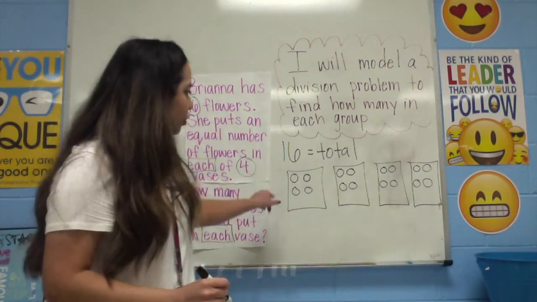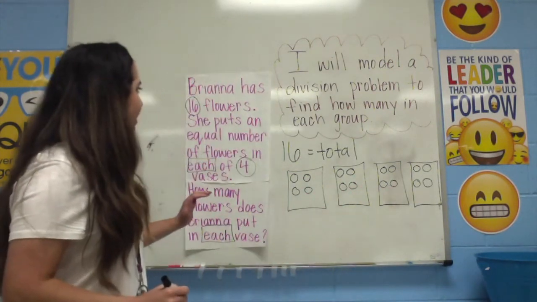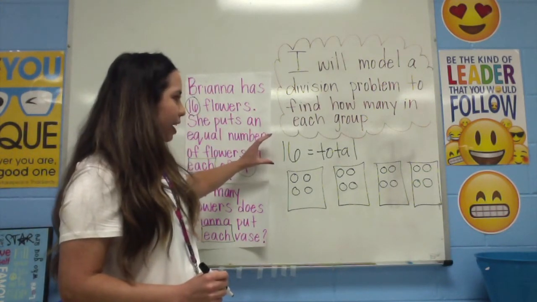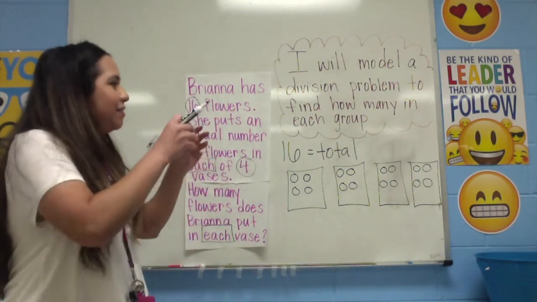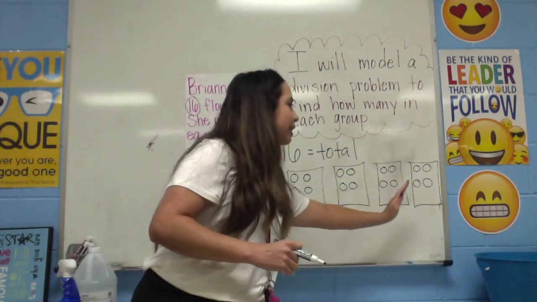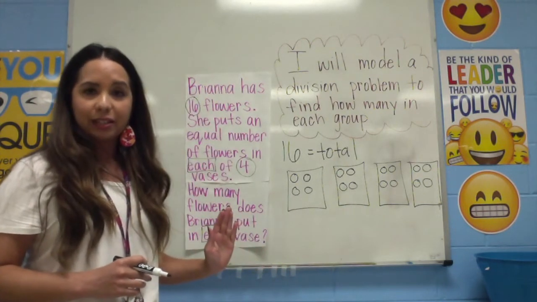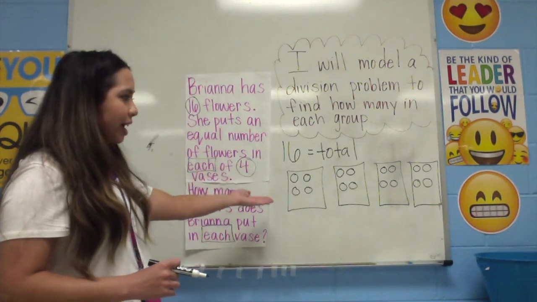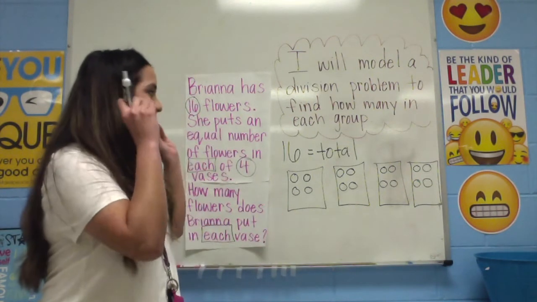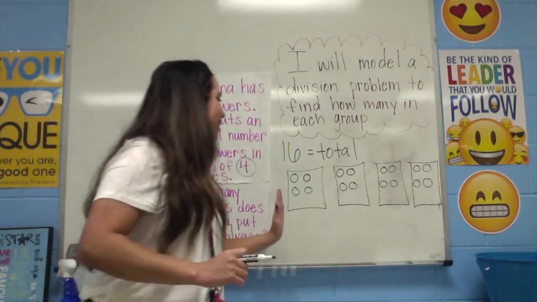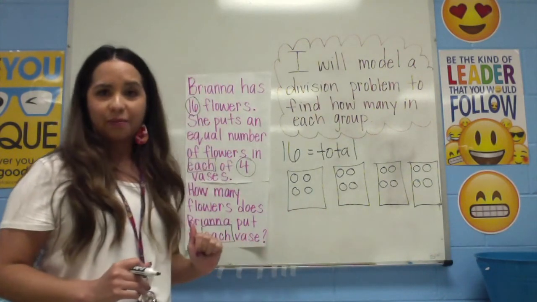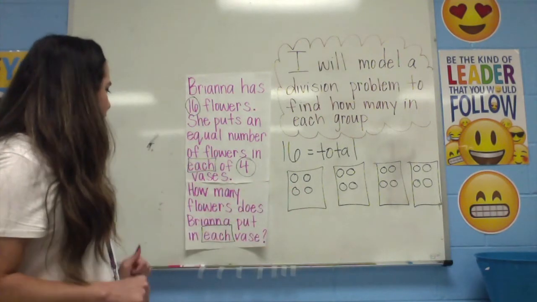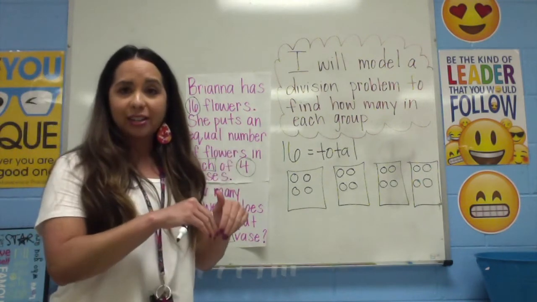Again, I drew my 4 equal groups that represented the 4 vases. Taking my 16 flowers, I divided them evenly into each of the vases, and I drew a small circle to represent the flowers. And when I did that, as you can see, there are the same number of flowers in each group, which is 4. Okay, so our answer, back to the question, how many flowers does Brianna put in each vase?